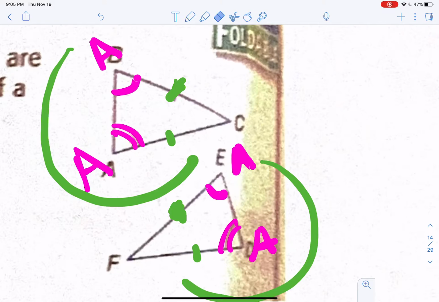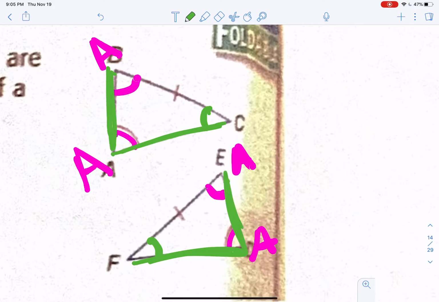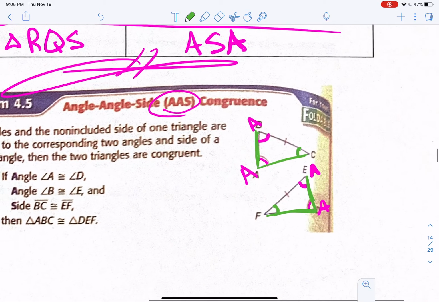So angle side is just another way of proving that triangles are congruent. We don't have to do all 6 pieces, like all 3 sides, all 3 angles, because the other 3 pieces will follow. This side will automatically be the same as this side. This angle will automatically be the same as this angle. This side will automatically be the same as this side, as long as angle side matches, okay?